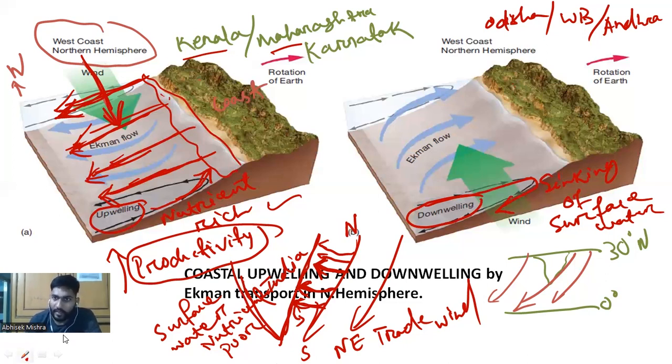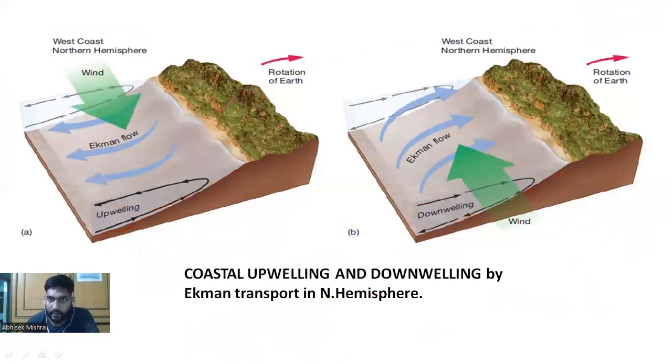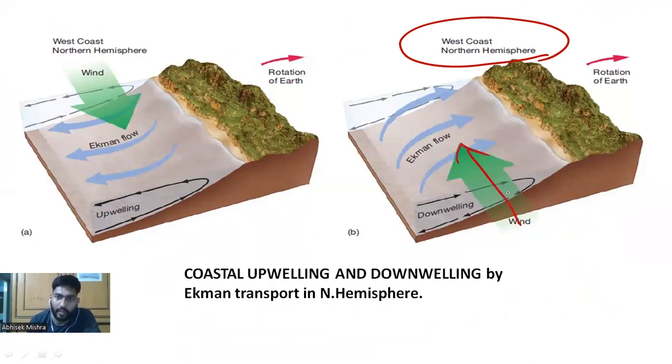So this is also a similar example. As I have told, the eastern coast of the Indian subcontinent, this is a similar example, but the direction of wind is changing. Okay. Here, the western coast of the northern hemisphere, like the Arabian Sea coast in the Indian subcontinent, but wind is from south to north. West coast, but wind is from south to north. During the southwest monsoon time, wind is from south to north in the western continent.